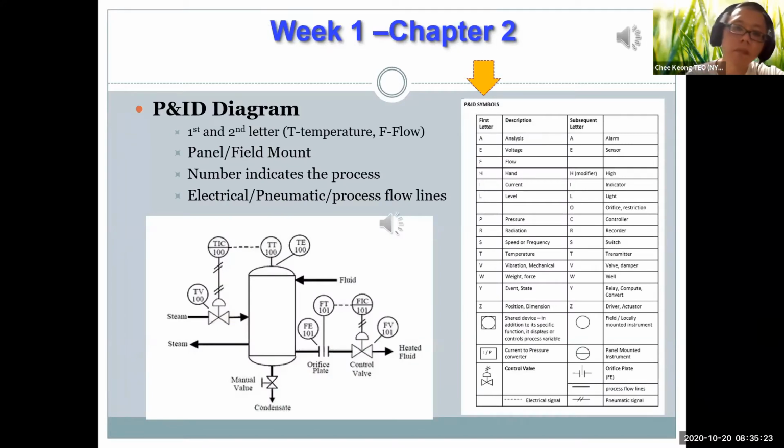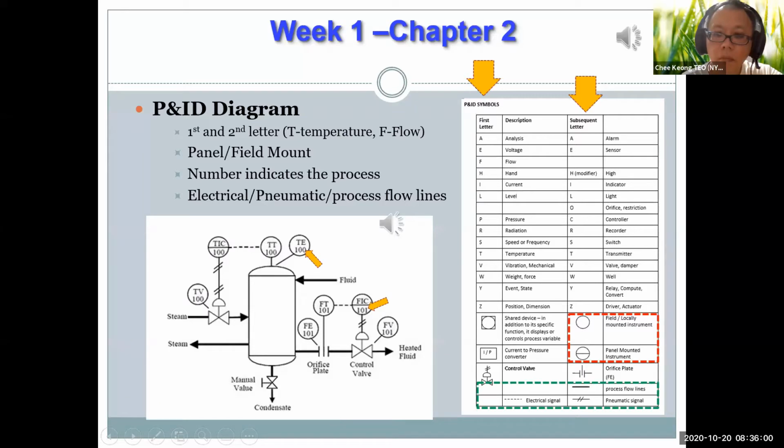For the P&ID diagram, the explanation can be easily found in the table of P&ID symbols in the formula sheet that is provided. For abbreviations, the meaning of the first letter is on the left of the table, while the meaning of the subsequent letters is on the right of the table. A field locally mounted instrument is represented by a full circle, whereas a panel mount is represented by two semicircles. There is a numeric number in each circle. This number indicates the process ID.